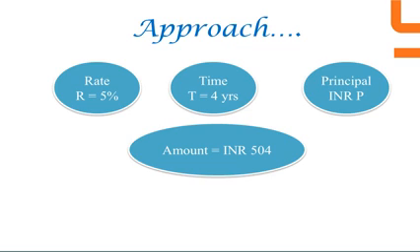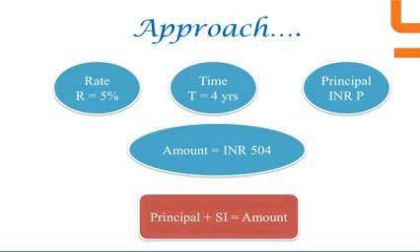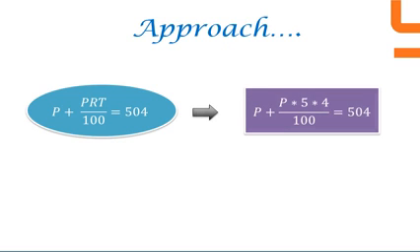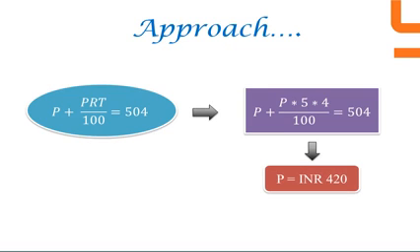What is the equation? Principal plus simple interest equal to amount. That is, P plus PRT by 100 equal to 504. Substituting values for R and T, put R equal to 5 and T equal to 4 in the above equation. What do you get? P plus P into 5 into 4 divided by 100 equal to 504. Try solving this to get the value for P. Finally, you get the value of P as 420 Indian rupees.